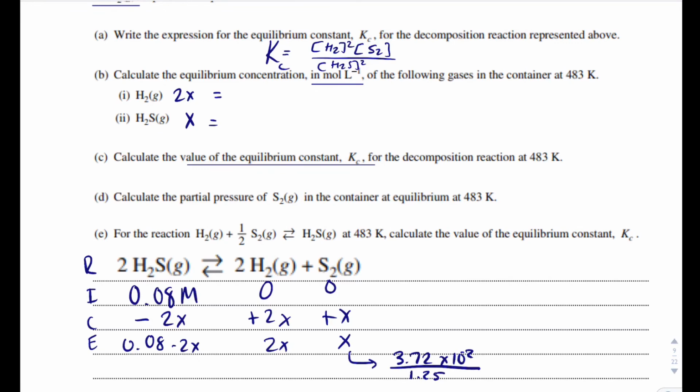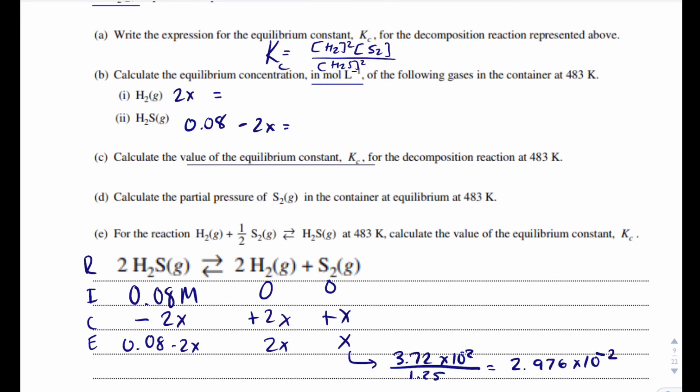So you can see how they can set up a question where a lot of people who kind of know what's going on would say 3.72 times 10 to the minus 2 and go with it, but that's not the right answer. So I've got to plug in 3.72 times 10 to the minus 2 divided by 1.25. That gives me 2.976 times 10 to the minus 2. And I just did this wrong, H2S is not x. H2S is 0.08 minus 2x. Goodness. Okay, but I corrected myself, so I'm good.